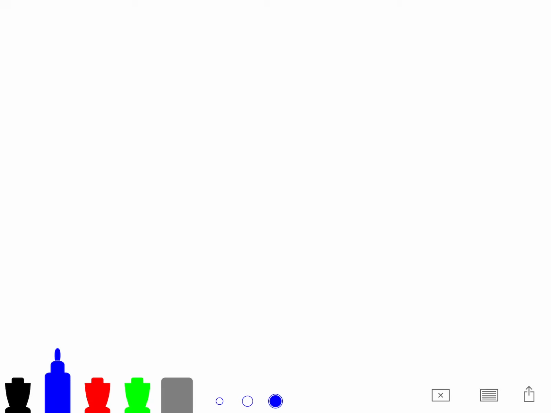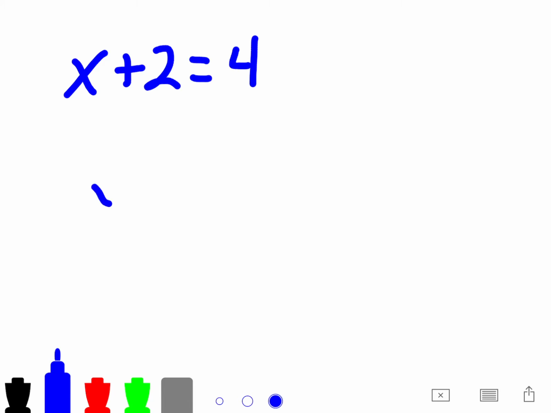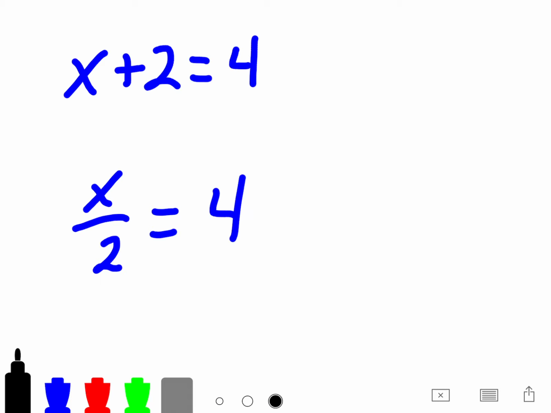Okay, now we're going to talk about solving two-step equations. So we already know one-step equations like x plus 2 equals 4 or x divided by 2 equals 4. We know how to solve these because these are our one-step equations. We're just going to use our inverse operations. And if you don't remember what inverse operations are, go back to the helpful links section where it talks about that. Or just keep watching.